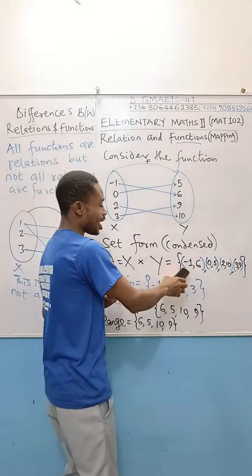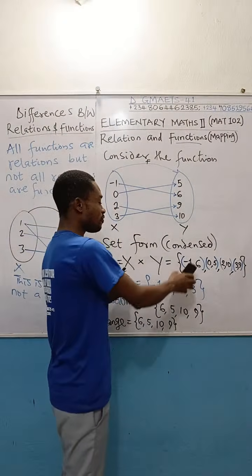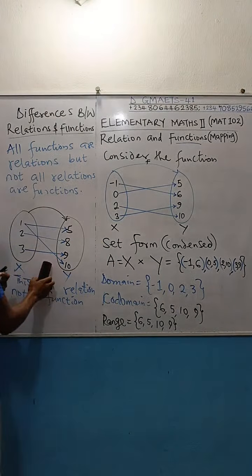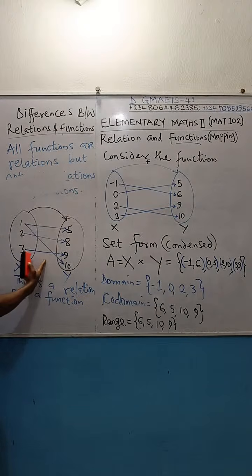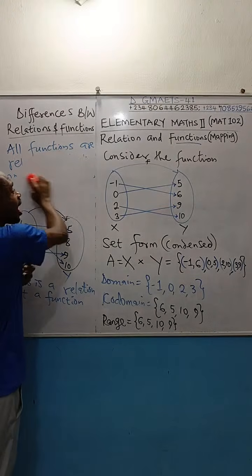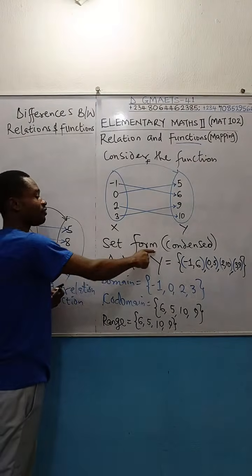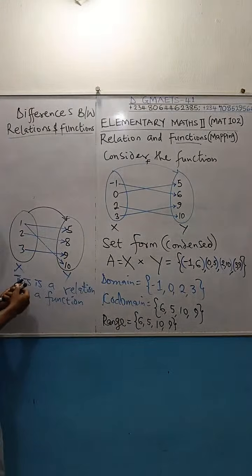Remember why I told you that this is a function. It's a function. Let us look at this one at least. I told you that this one is not a function, and I explained why. Let's condense this and see the form it will take in set form, which will help us know that this is not a function.